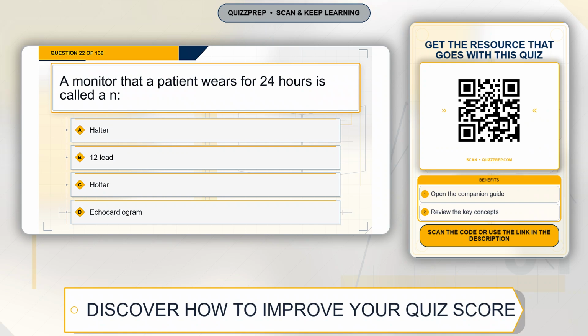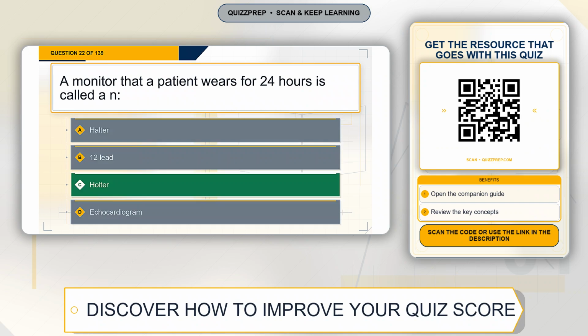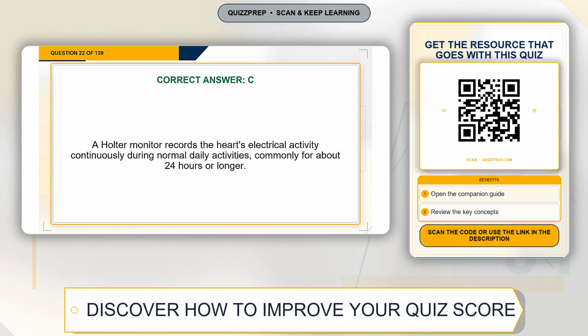Question 22. A monitor that a patient wears for 24 hours is called an. Option A, Holter. Option B, 12-lead. Option C, Holter. Option D, echocardiogram. The correct answer is option C, Holter. Explanation. A Holter monitor records the heart's electrical activity continuously during normal daily activities, commonly for about 24 hours or longer.